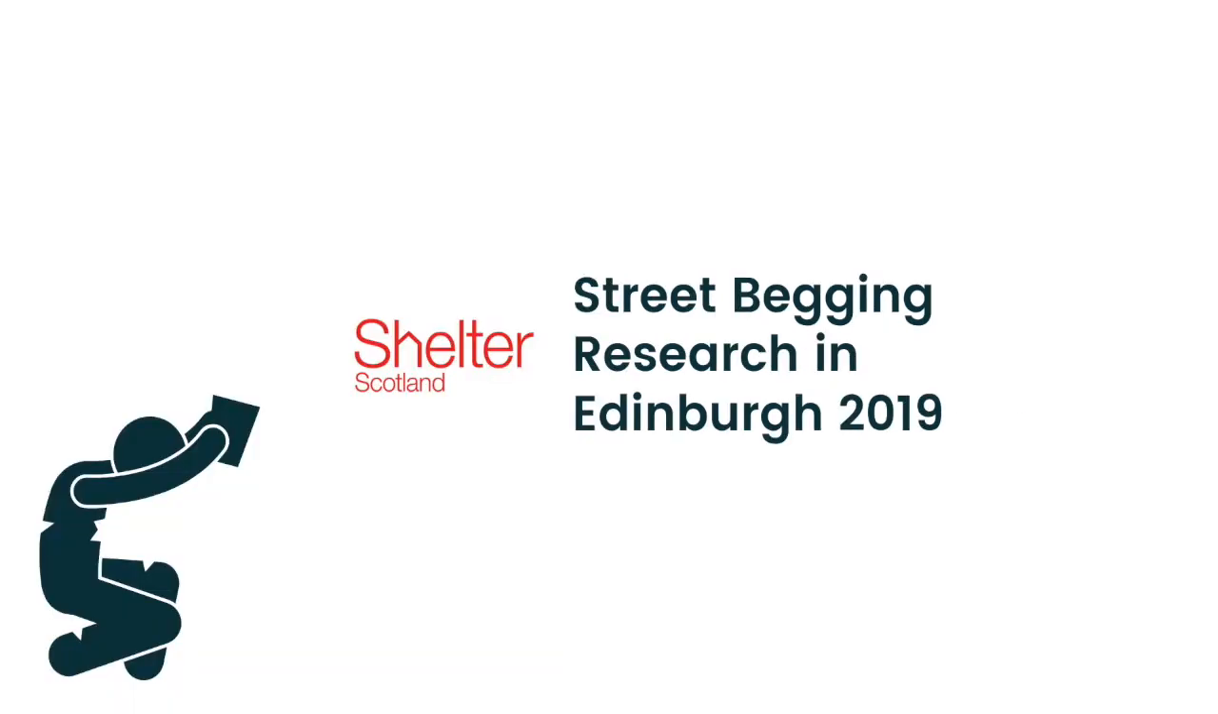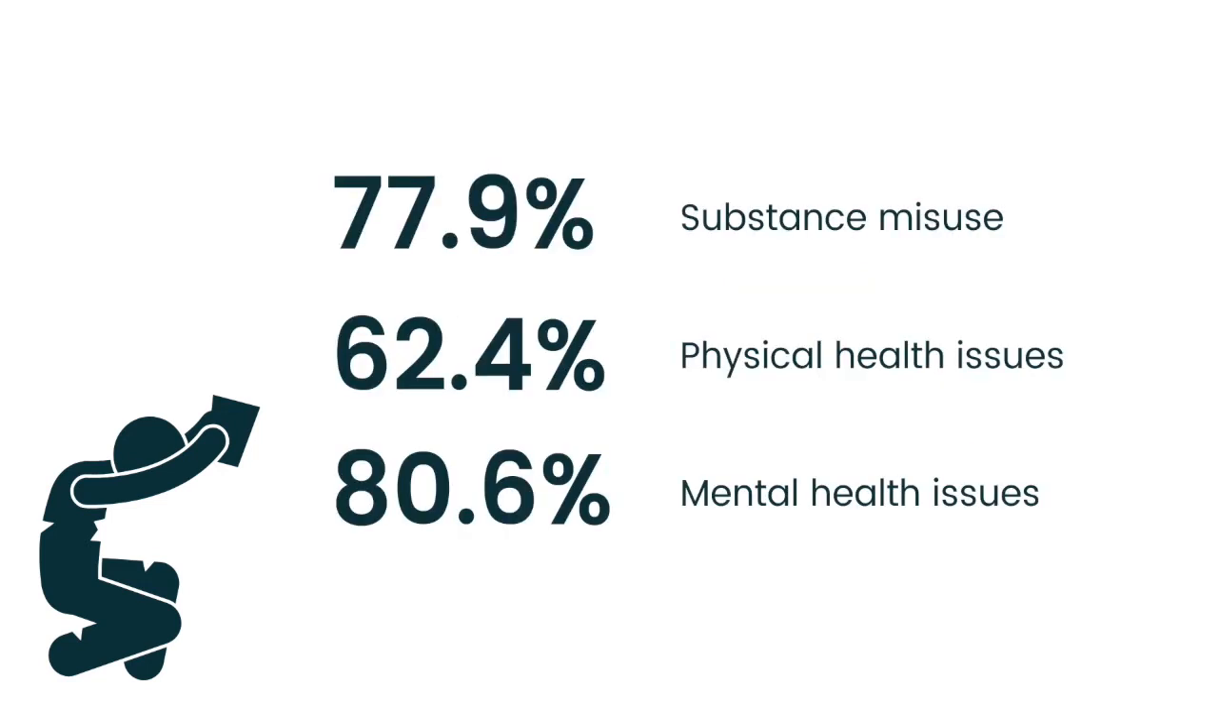Trauma and behaviour. It should be no surprise then that trauma also affects how people behave. Research by Shelter Scotland about street begging in Edinburgh found that 77.9% were misusing substances, 62.4% had physical health issues, and significantly, 80.6% had mental health issues.